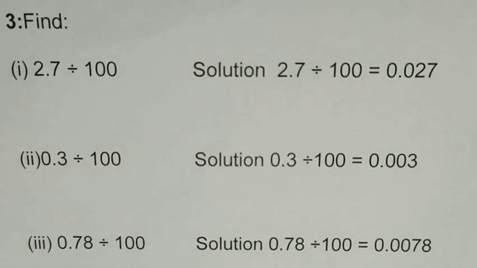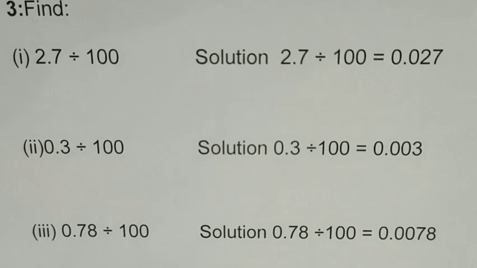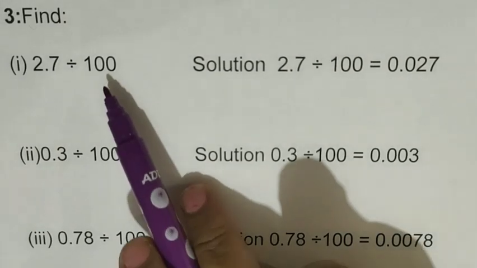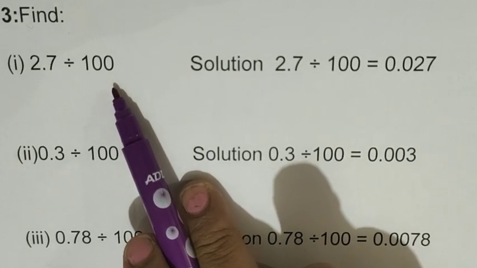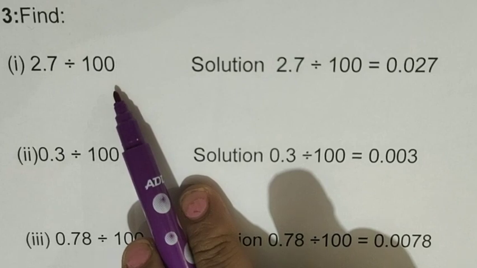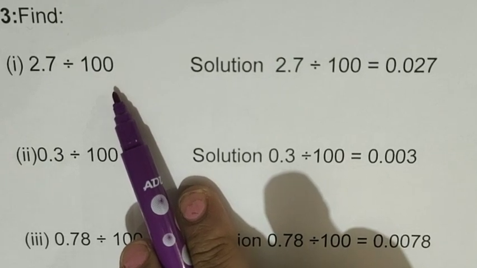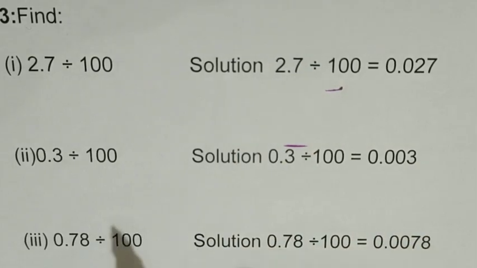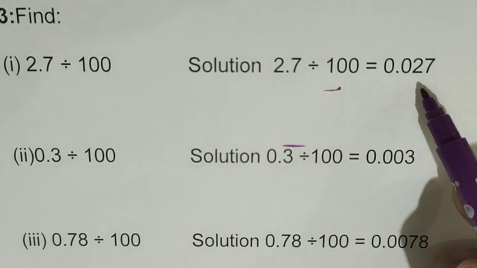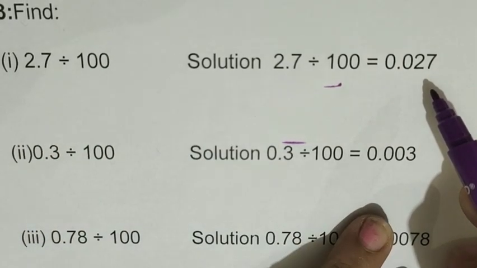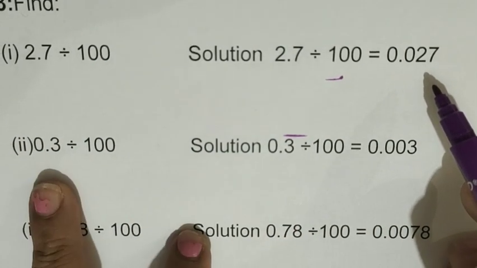Question number 3. Find 2.7 divided by 100. According to the previous rule, here we are using 100 only. So how many zeros are here? 2 zeros. So what is the chance of moving the decimal point in the quotient? Towards the left, it will take 2 places. So 2.7 divided by 100, what is the answer? 0.027. So according to the zeros, we are moving the decimals towards the left.